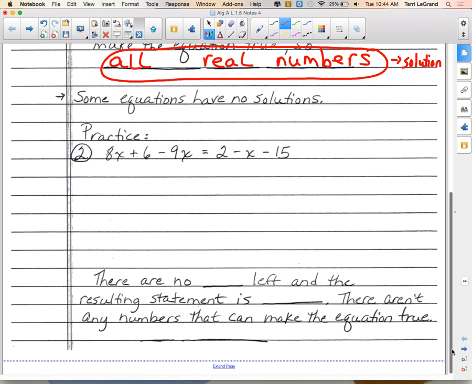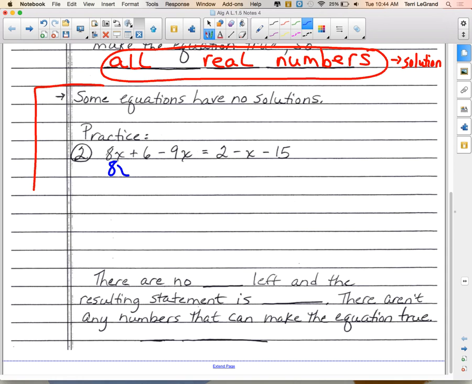So let's go down here to the next one then, where I say some equations have no solution. So we're really doing a new thing here, okay? Some equations have no solutions. So let's practice that one. What happens when there are no solutions, okay? So what's our first move in this problem? Make all the subtractions into adding. Yep, we got to change our subtractions to add the opposite.